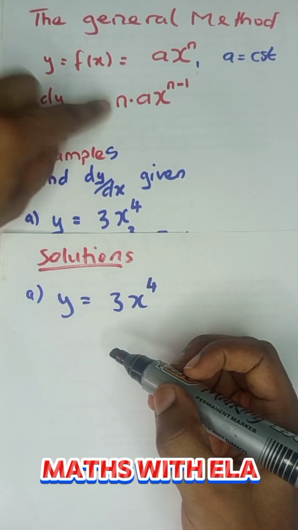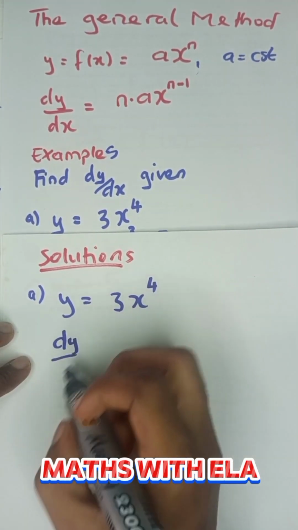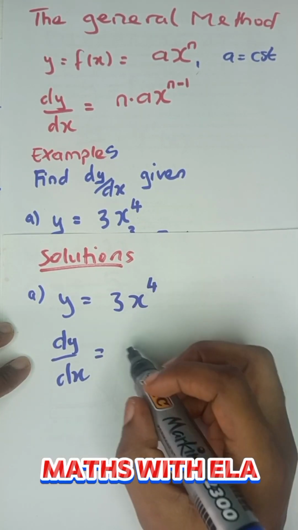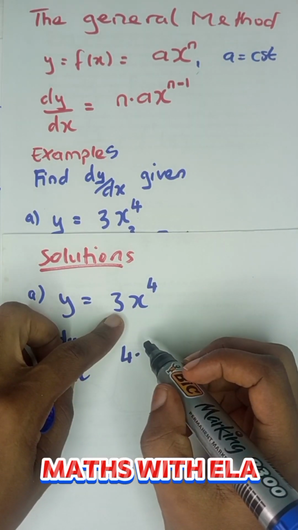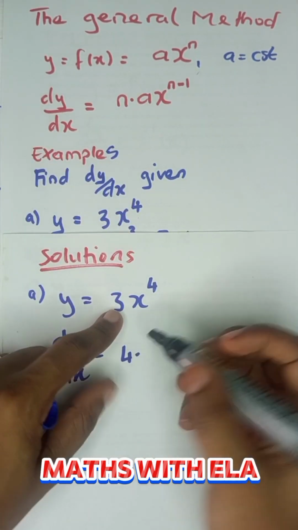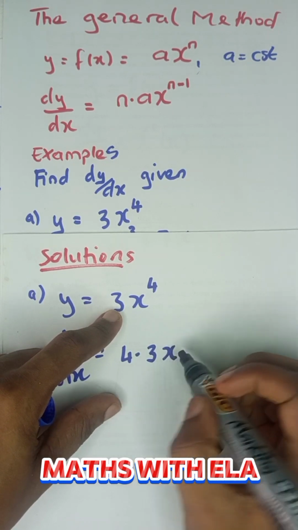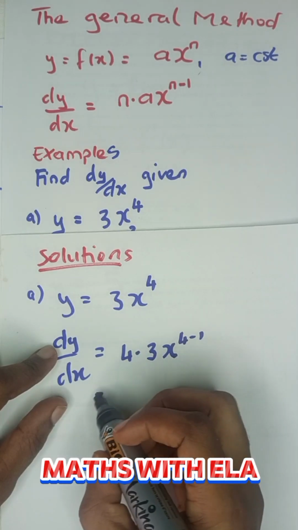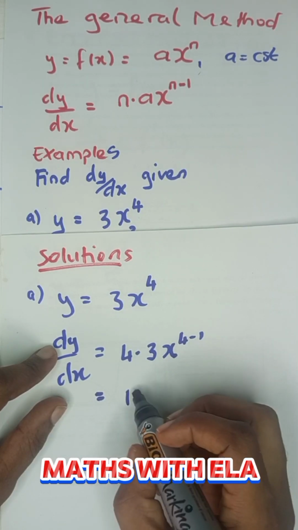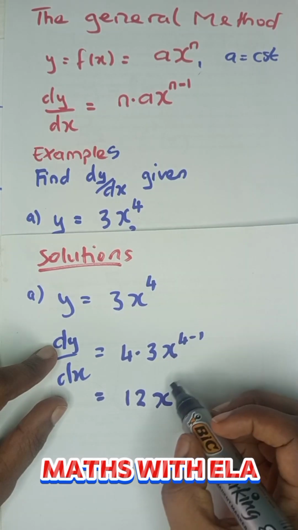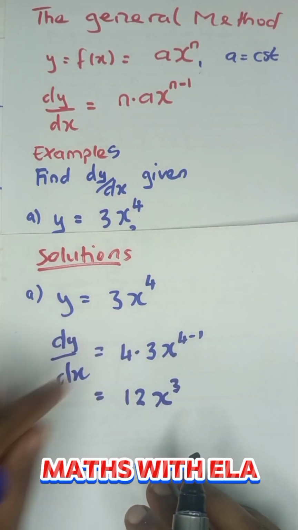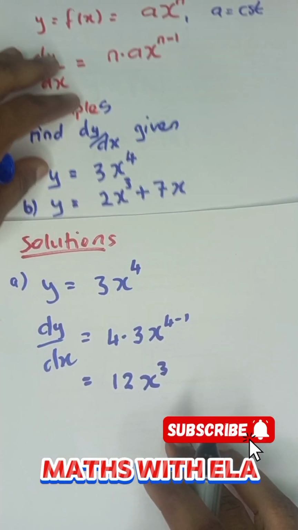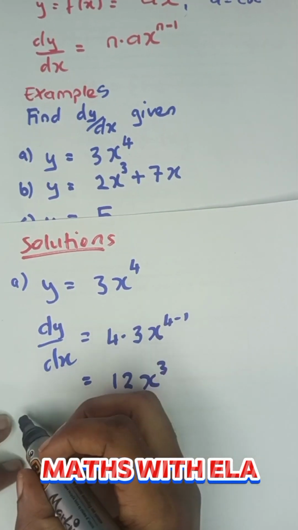Going by our formula here, dy by dx is equal to, first thing is to bring down this power 4. So we have 4 times the constant. In this case, a is 3, a constant, so it'll be 3x. Now you subtract 1 from the power, so you have 4 minus 1. 4 times 3 gives us 12x, and 4 minus 1 gives us 3. So differentiating 3x to the power 4 gives us 12x raised to the power 3. So that's it for the first example.